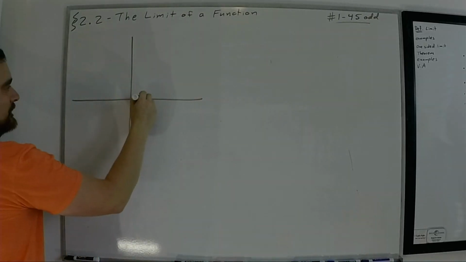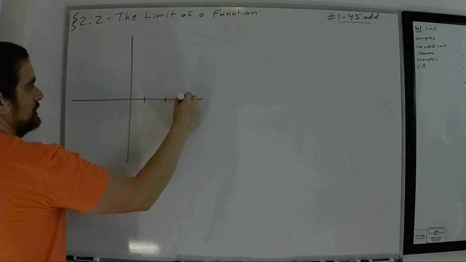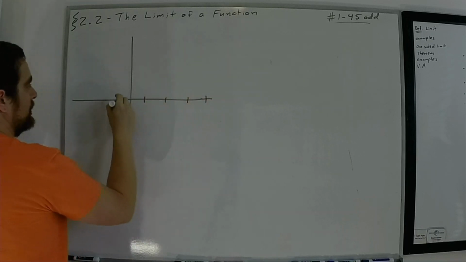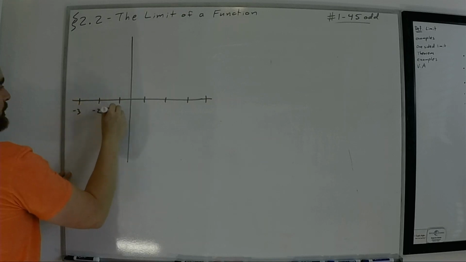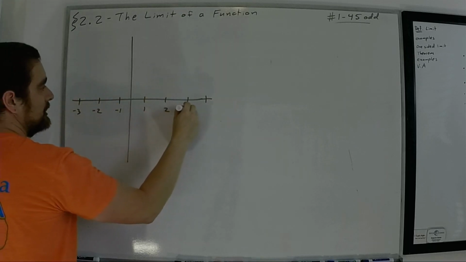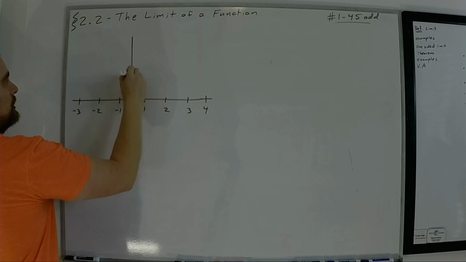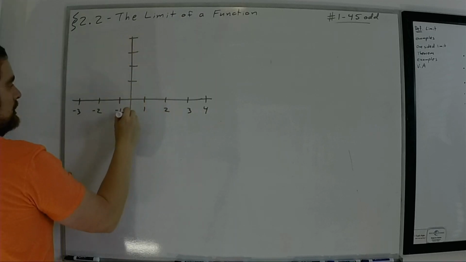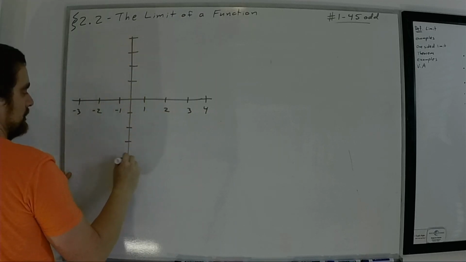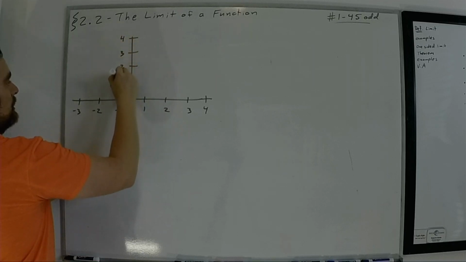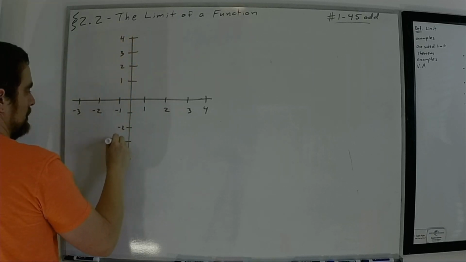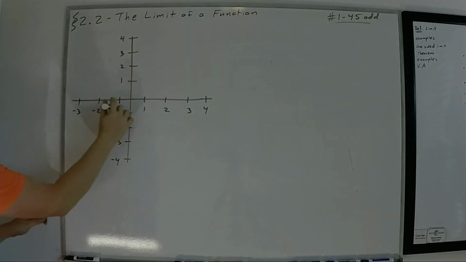Place some values down here. Let's do 1, 2, 3, and we'll put a 4, -1, -2, -3 is good enough. I don't have the space to go further. Same thing here, 1, 2, 3, 4, -1, -2, -3, -4. Those are both -1.